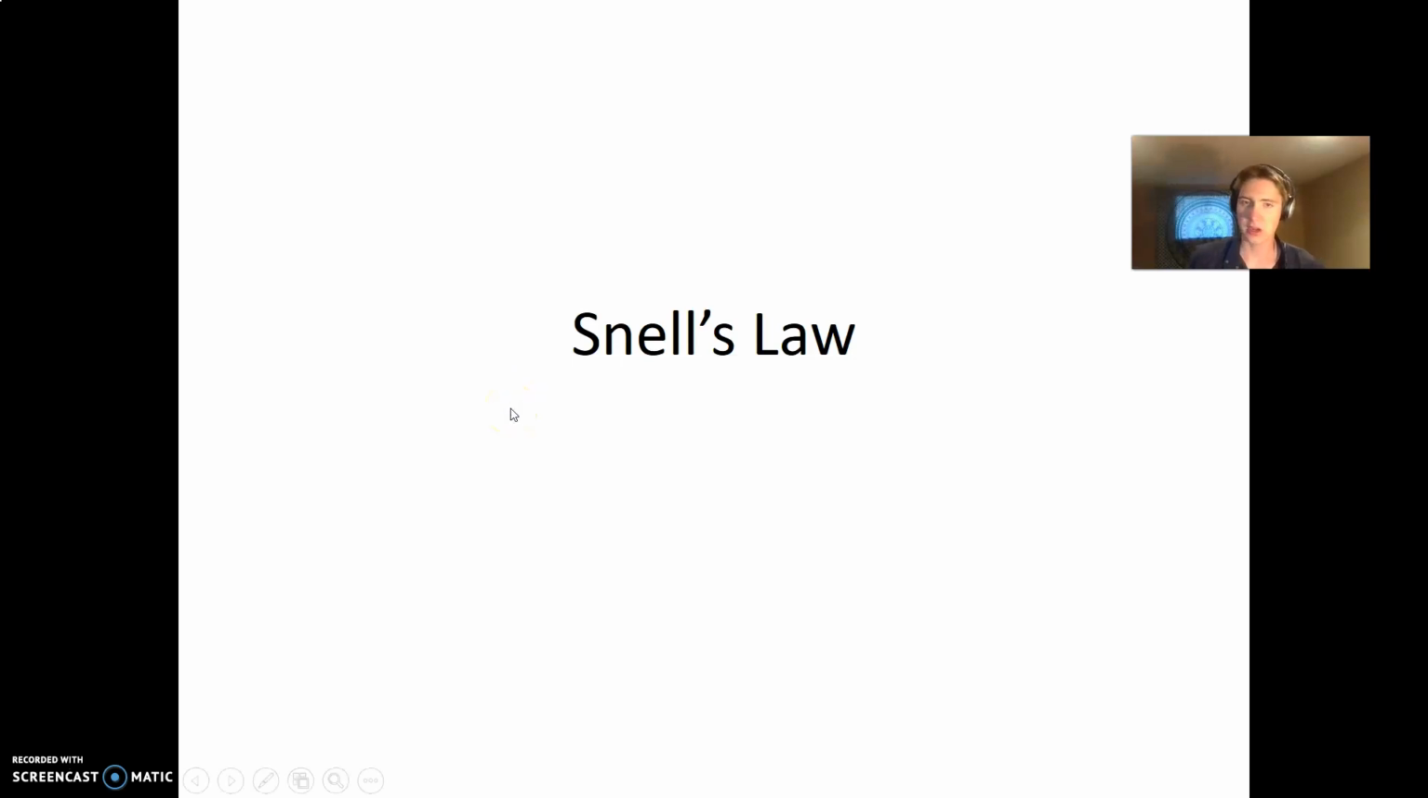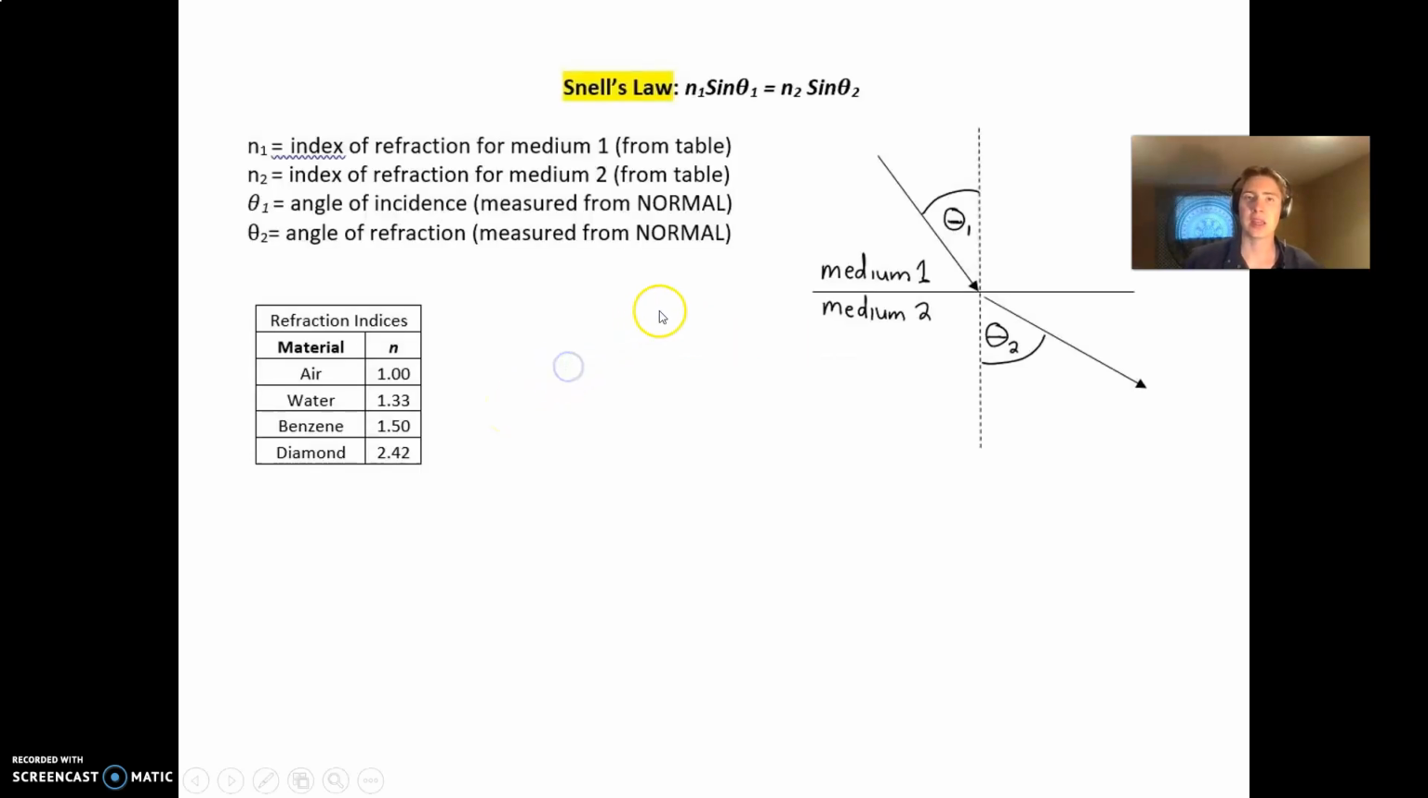Today, I'm going to be talking about the index of refraction and how we can calculate how our angles change as we move through different mediums. So let's start out by talking about what we mean when we say the term medium.